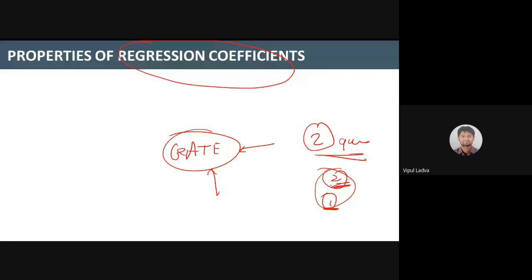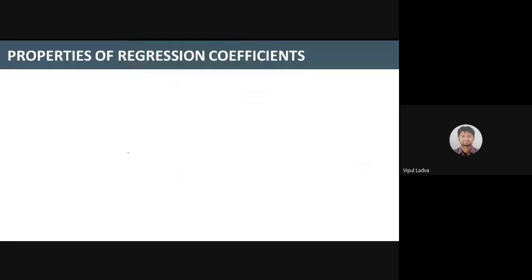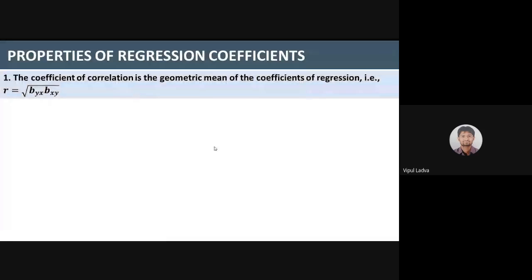This is something that is going to be very useful. So what is the first property? Yes, the coefficient of correlation is the geometric mean of the coefficients of regression. The coefficient of correlation is nothing but the geometric mean of the coefficients of regression. If you take the geometric mean of both the regression coefficients, then it will be the coefficient of correlation.